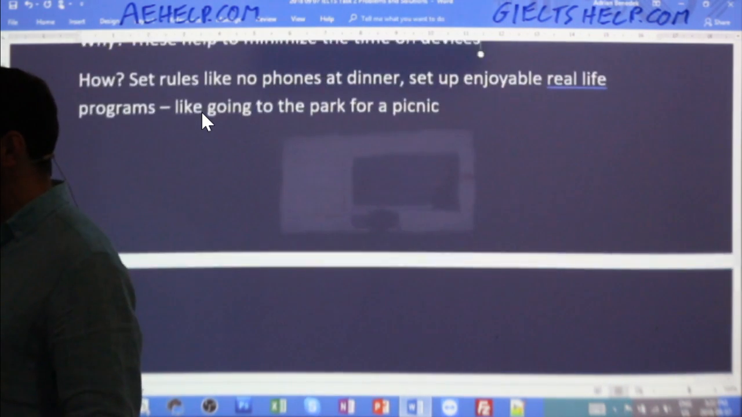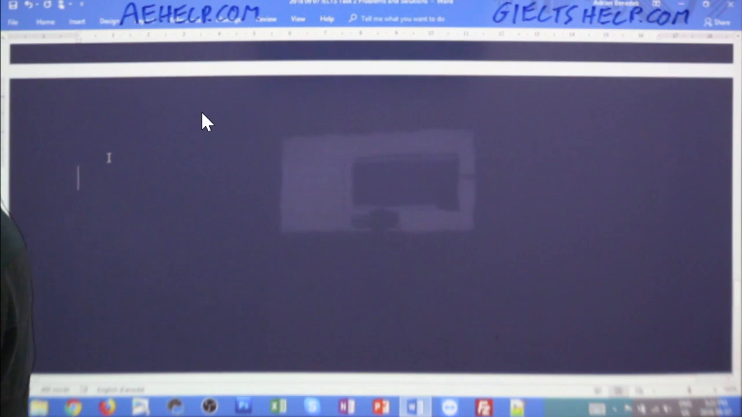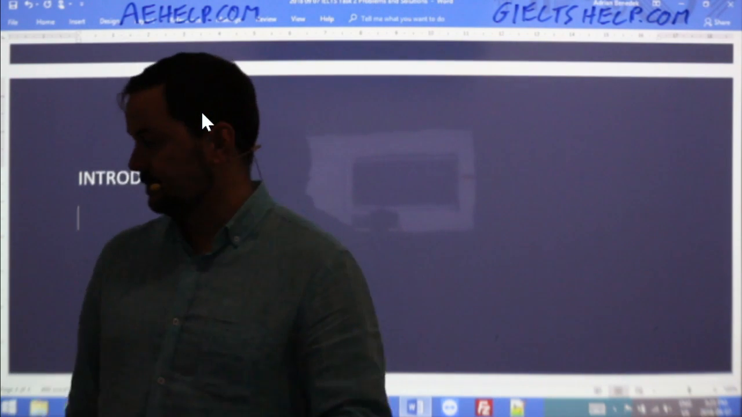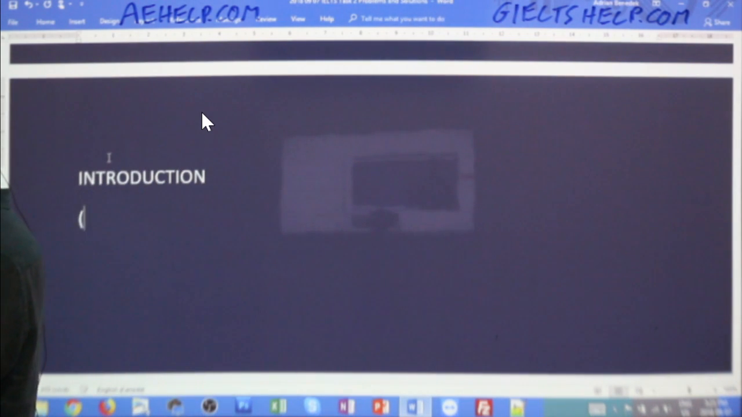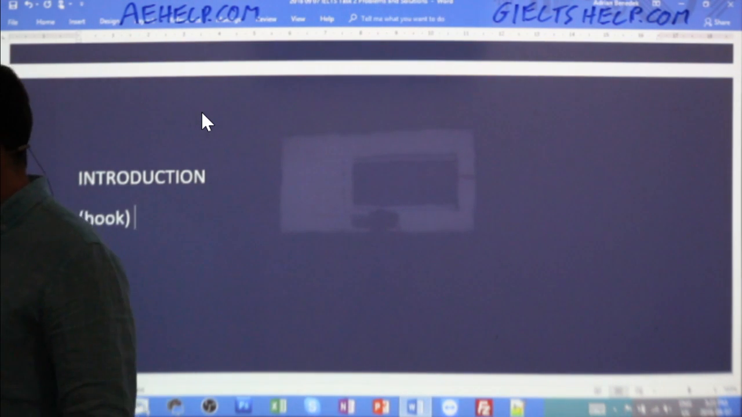All right, so now we're ready to write our task 2 response. And here we go. Of course, we start with the introduction. The introduction, again, has all of those key parts. So the hook, the background, and the thesis. So let's start with the hook. Obviously, you don't write hook on the real IELTS. This is just for the lesson's purpose.